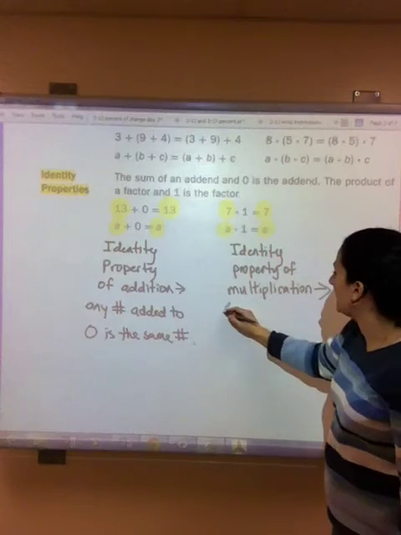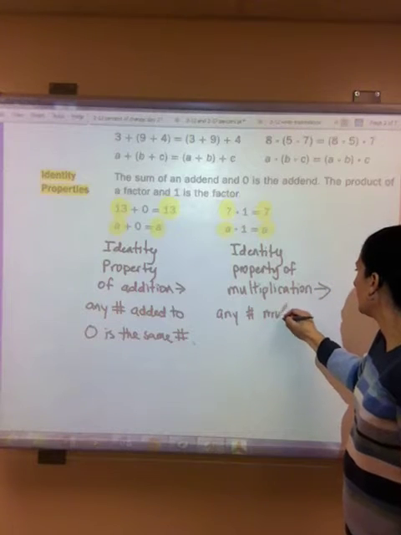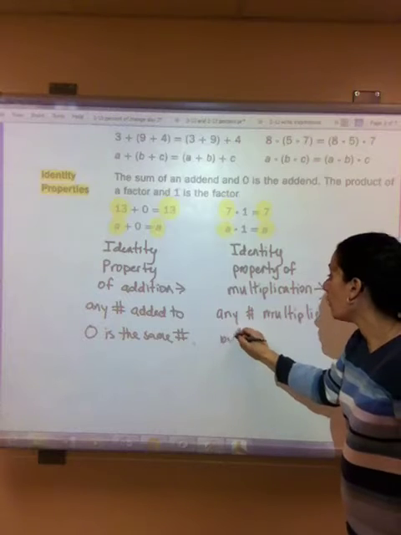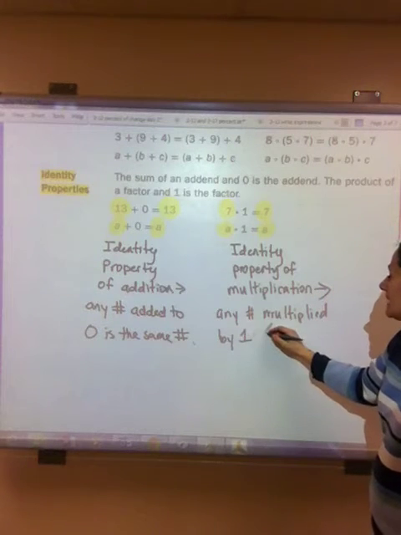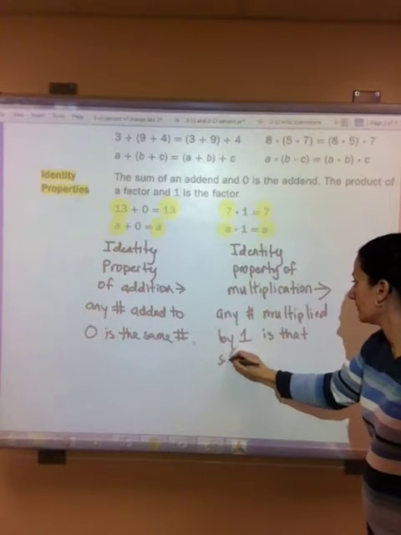So it states that any number multiplied by 1 is that same number.